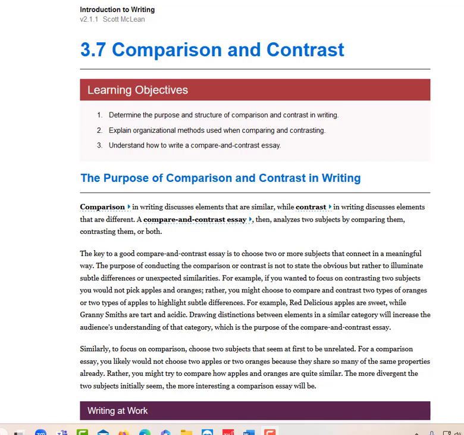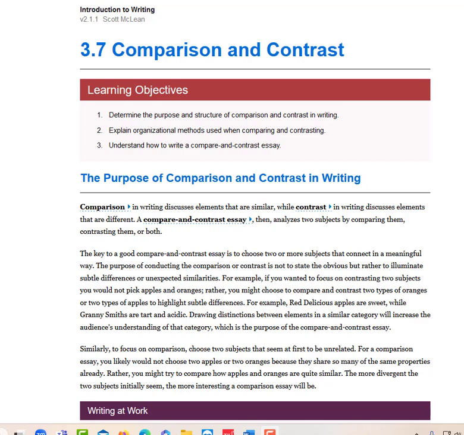Comparison, contrast. Comparison, in writing, discusses elements that are similar. So when you do a comparison, you're comparing things that are similar. In other words, how are two things alike? And then contrast, in writing, is when you discuss elements that are different.